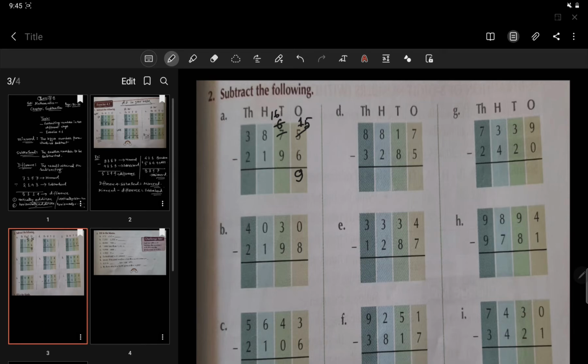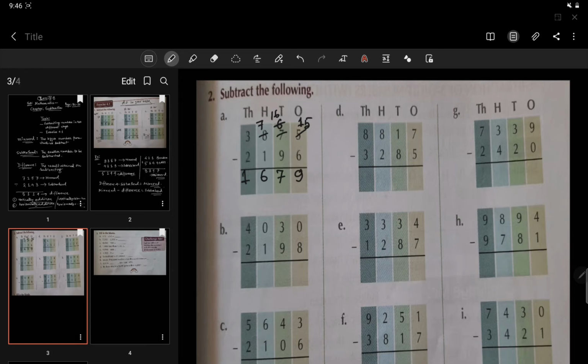So now if you subtract 16 minus 9, it will be 7, because you have already borrowed from the hundreds place. So 7 minus 1, it will be 6. Now 3 minus 2, it will be 1. So the answer will be 1679.